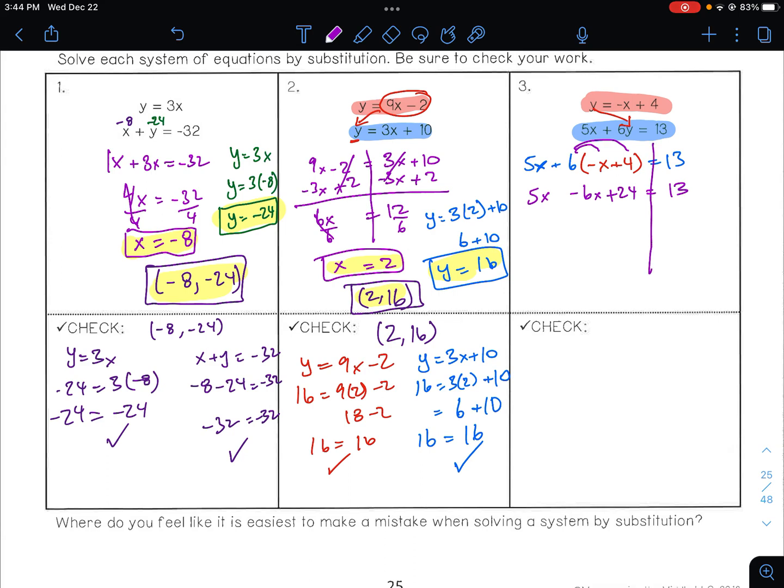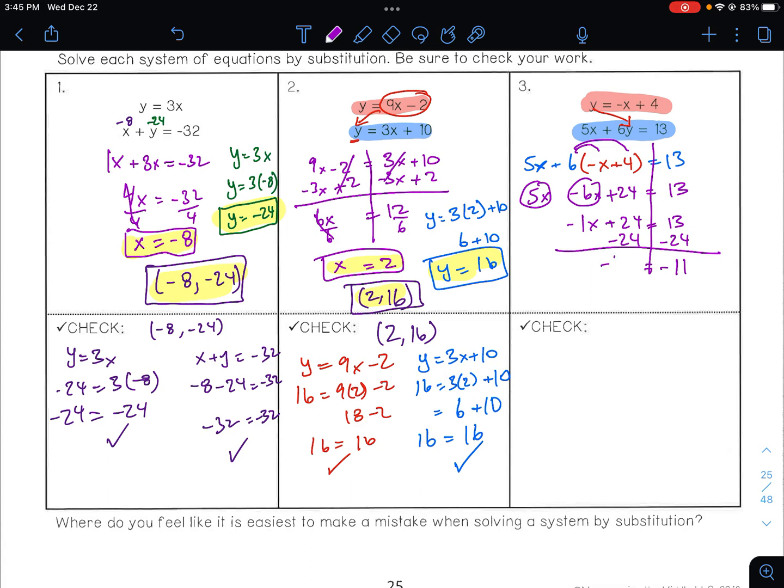We need to solve this equation. We do that starting by seeing if we can simplify this side. Are there any like terms to combine? There are. I can combine this 5x and this negative 6x, and that equals negative x, or negative 1x, plus 24 equals 13. Okay, what next? Well, gotta get this by itself, so subtract 24 from both sides. 24 and 13 are like terms, so I am going to combine them. What is 13 minus 24? Or 24 minus 13? Our answer is going to be negative. 24 minus 13, was it 11, I think?